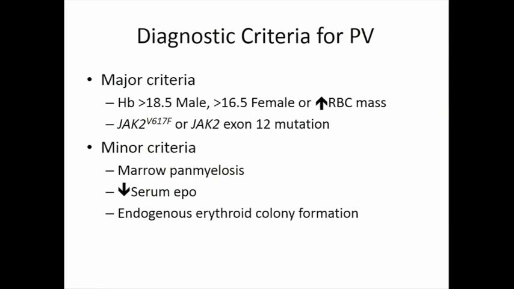So what about the diagnostic criteria for polycythemia vera? By WHO criteria, we know that there are several major and minor criteria. The major criteria include hemoglobin level, male and female somewhat different between the two, and JAK2 mutations. The minor criteria are marrow panmyelosis, decreased serum EPO, and endogenous erythroid colony formation. So if you have two major criteria, then you have a diagnosis. If you only have one, that is the hemoglobin level, then one needs at least two from the minor criteria to make a diagnosis.